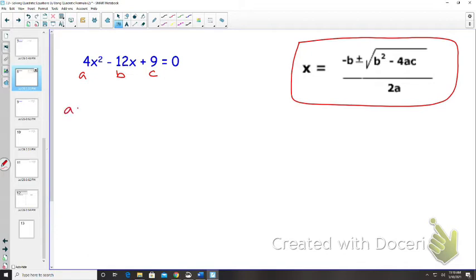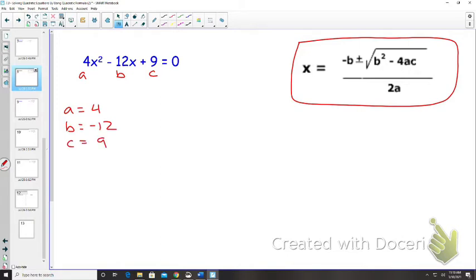Okay, so A is equal to 4, and it's just the number in front of the variables. Your A is not 4x squared. Your B is not negative 12x. It's just the number in front of it. So A is equal to 4. What's my B equal to? Negative 12. And my C is equal to 9.